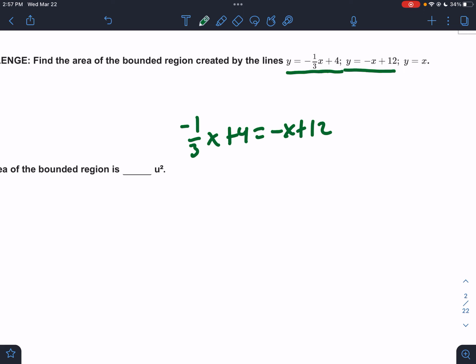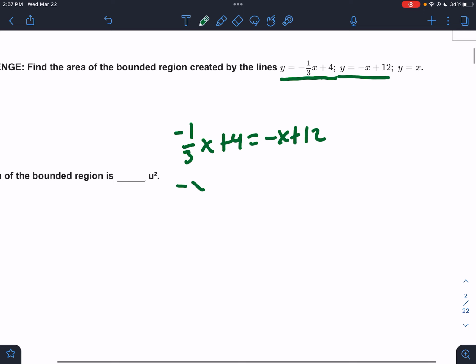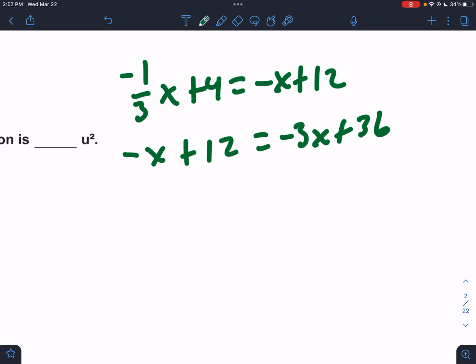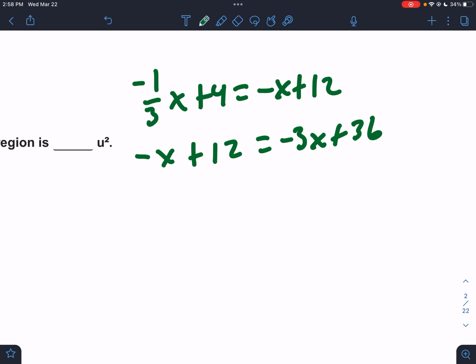Now if I'm doing this, the first thing I do is get rid of the fraction. So if I multiply everything by 3, I would now have negative x plus 12 equals negative 3x plus 36. You have to multiply everything by 3. And actually, after you guys practice these a little bit, the most common error I see is right here, is getting your x's on the same side. People mess it up all the time. If I have negative x and negative 3x, I'm going to move the 3x over, add the 3x, and I get 2x. Subtract the 12 over, and I get 24. So x equals 12. That's where they intersect.